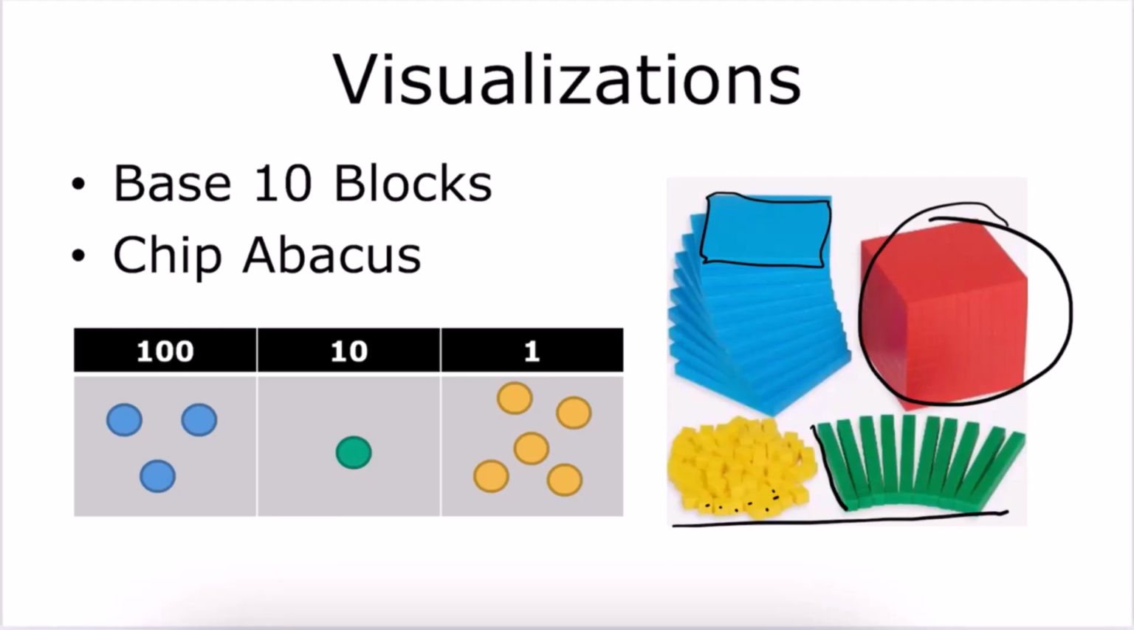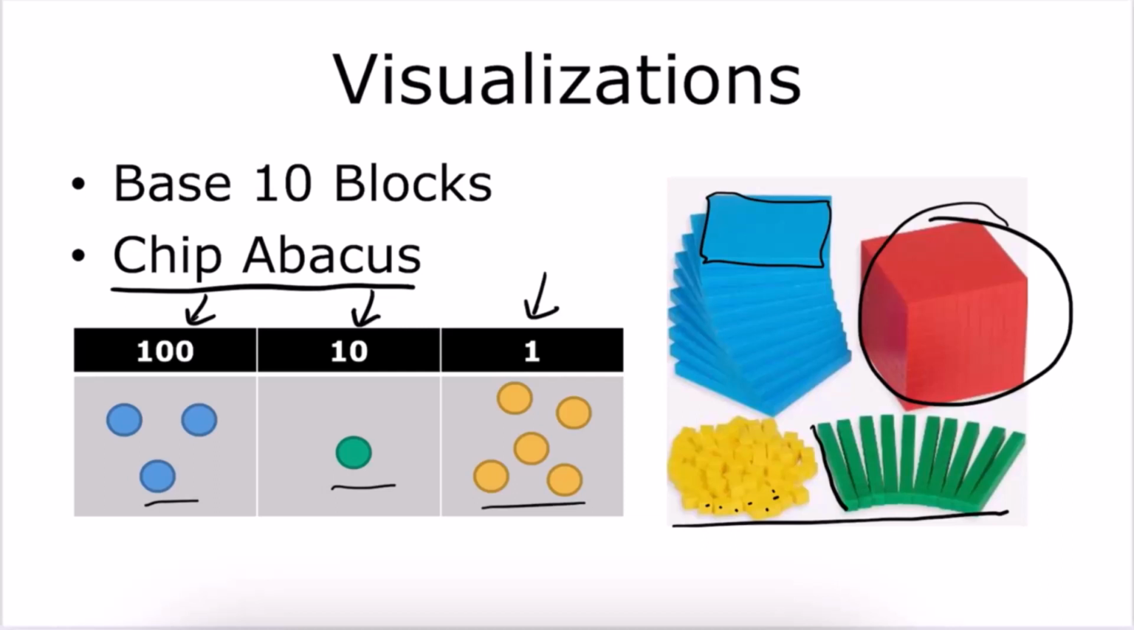So base 10 blocks are really useful, and you can also make this a little bit more abstract by using a chip abacus. A chip abacus is basically when you have a poster or a piece of paper or something that's blocked off into a ones column, a tens column, and a hundreds column, and you could also do a thousands column if you want to. And then you use different chips to represent how many blocks you have.